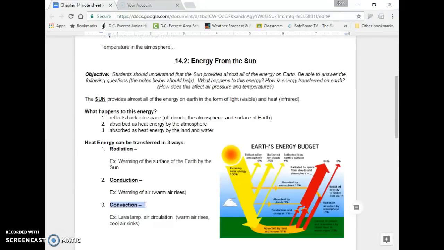Okay, then the third thing that's going to happen is through the process of convection, which is the transfer of heat by flowing materials. The hot air rises, cold air sinks concept. So now we're getting into density.